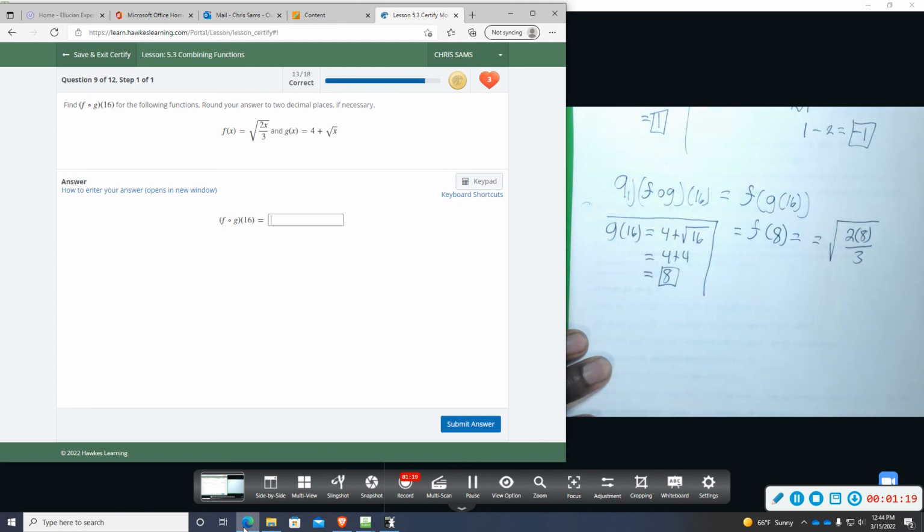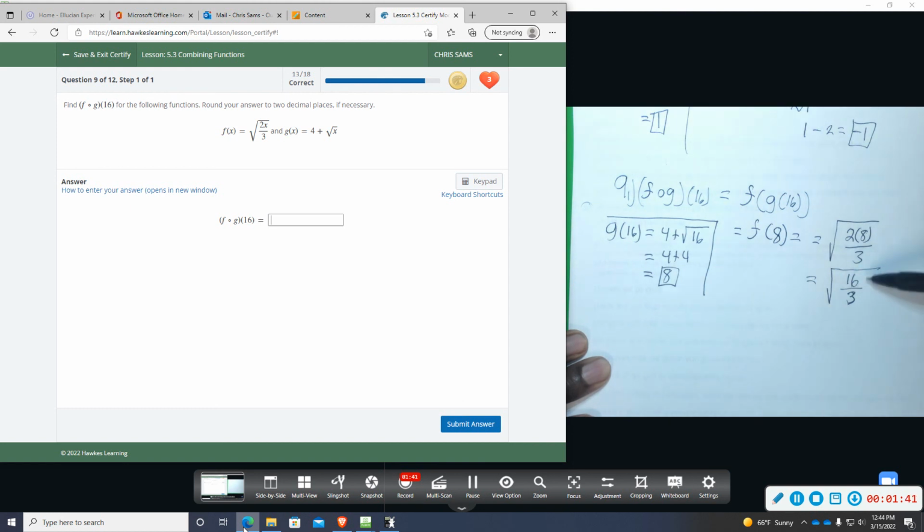And they want us to round our answers to 2 decimal places if necessary. So what we're going to do here, this is equal to the big square root of 16 divided by 3. And then we'll just let the calculator compute the square root of 16 divided by 3.